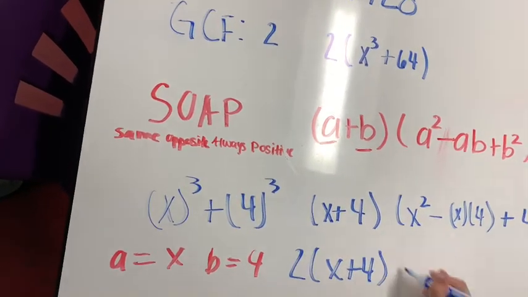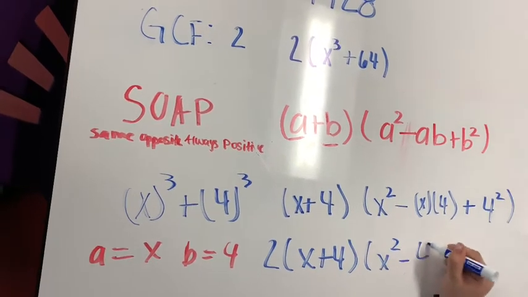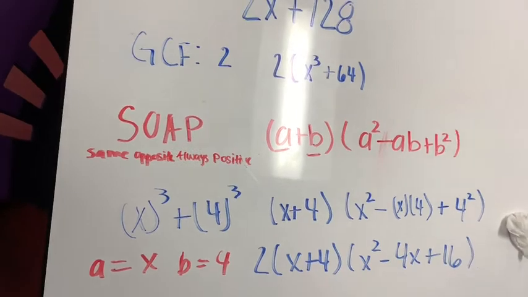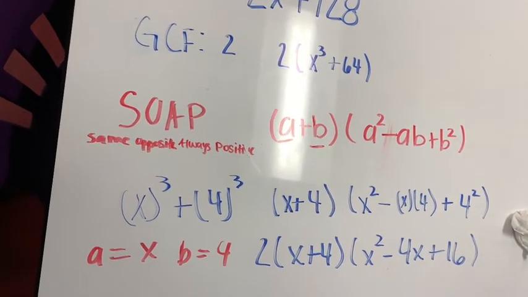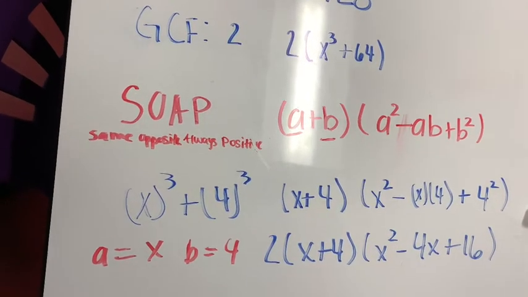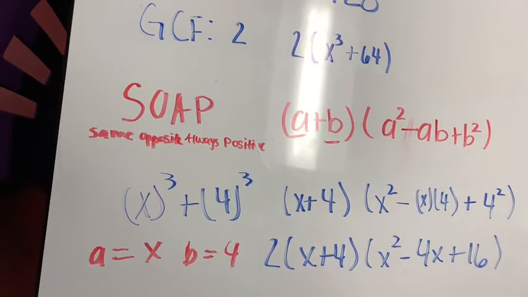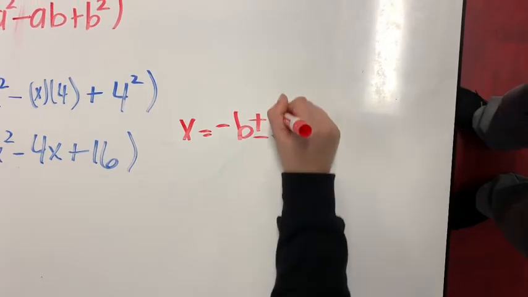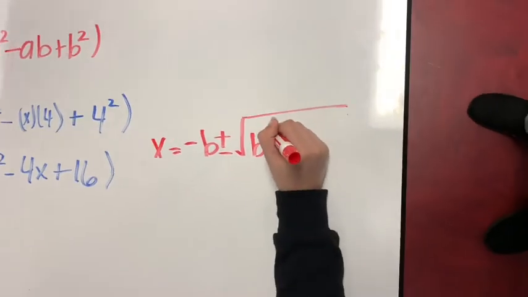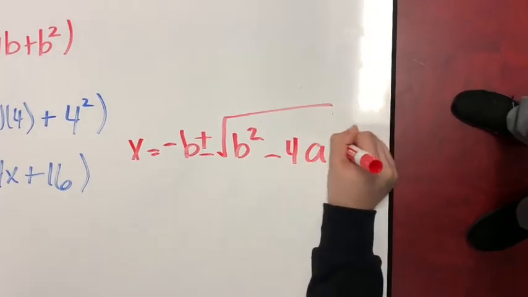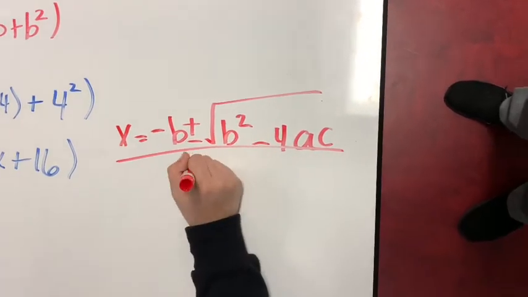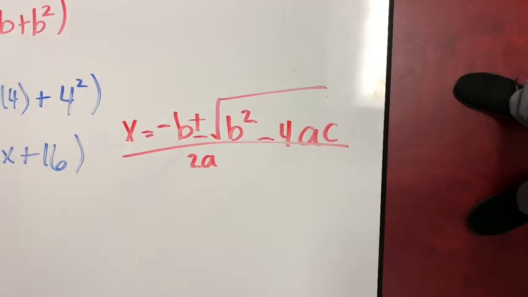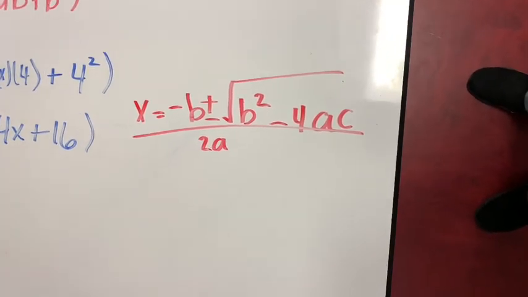Now we will simplify what was inside the equation and add in the GCF. x times 4 is 4x. And 4 squared is 16. We will now use what we got before and plug it into the quadratic formula. The quadratic formula is x equals negative b plus or minus the square root of b squared minus 4 times a times c, divided by 2a.